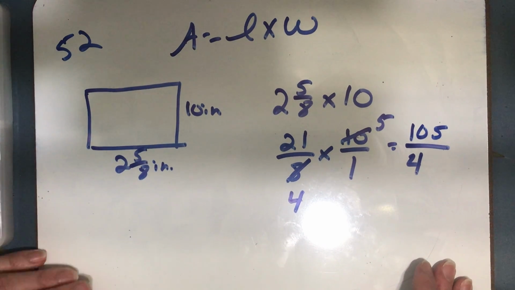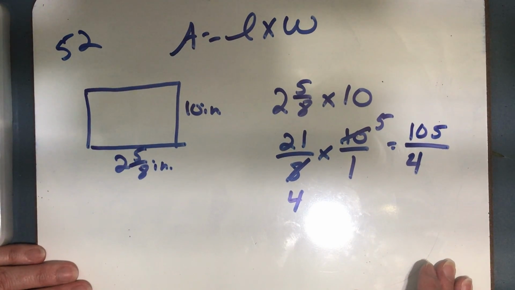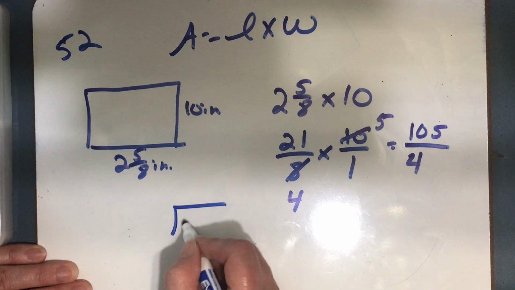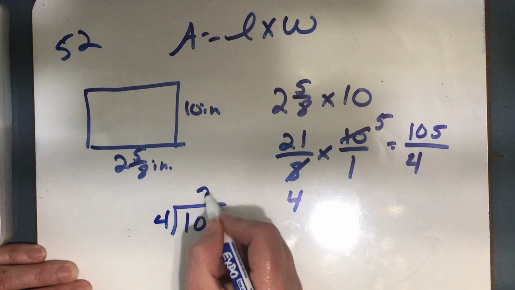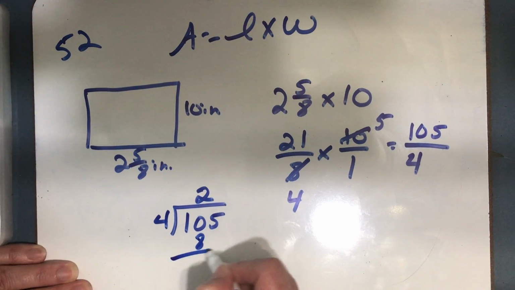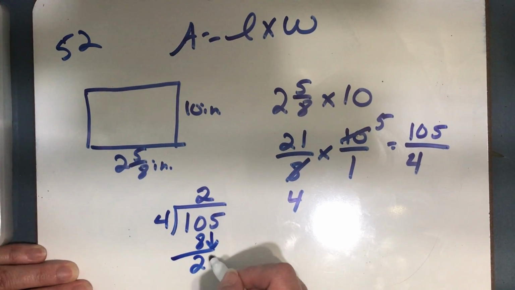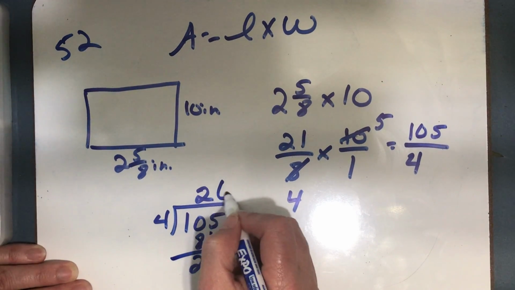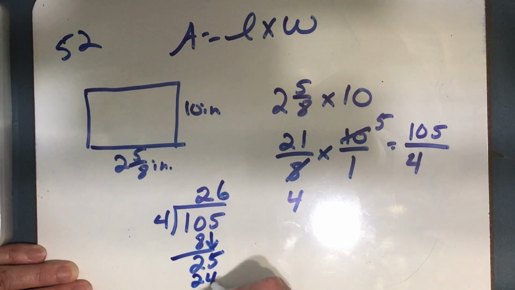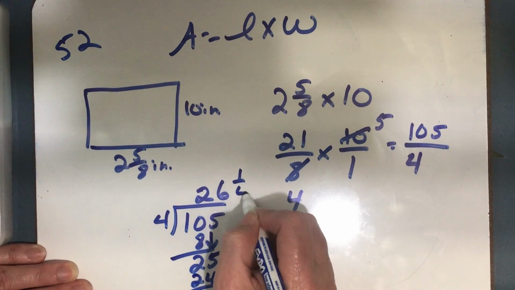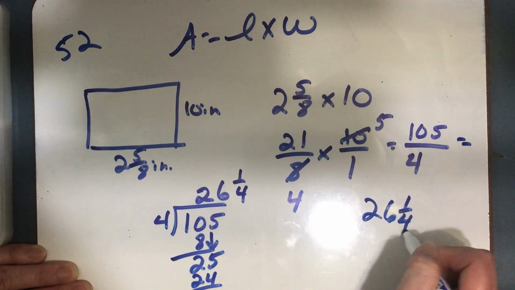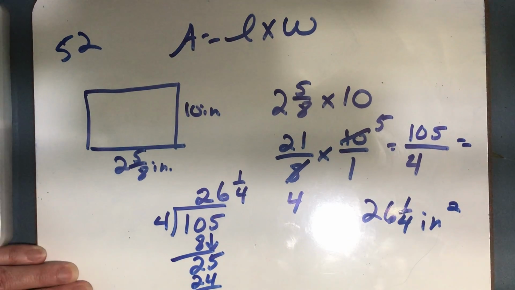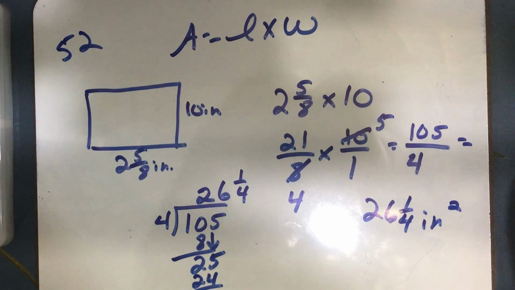So then I need to divide 105 divided by 4. You can do a division problem, or you can do it in your head. I know that 4 goes into 10 2 times. 2 times 4 is 8. Subtract. Bring down my 5. 4 goes into 25 6 times. 6 times 4 is 24, with 1 left over. So it would be 26 1/4. So the area is 26 1/4 inches squared, is what number 52 would be.